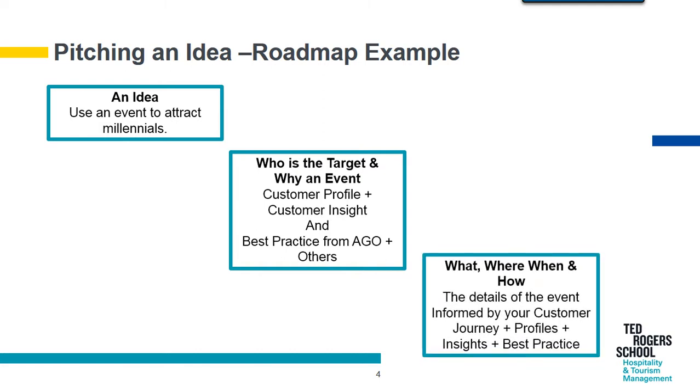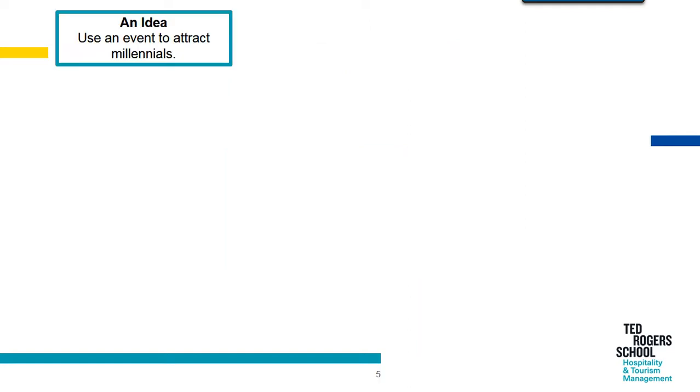Then, to answer the questions of what, where, when, and how, in other words, the execution of the event, the details and specifics that make the event come alive, that's where you're going to use your customer journey map primarily. You may also use profiles and insights, and you may also use best practices here, but this is where you use your customer journey map.